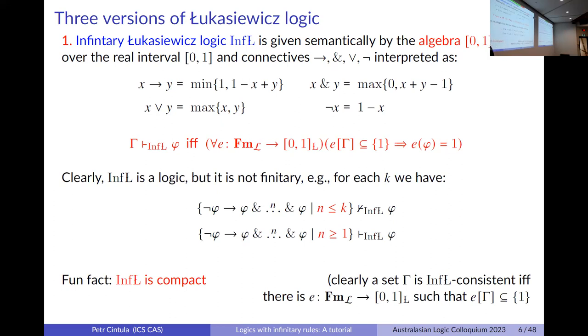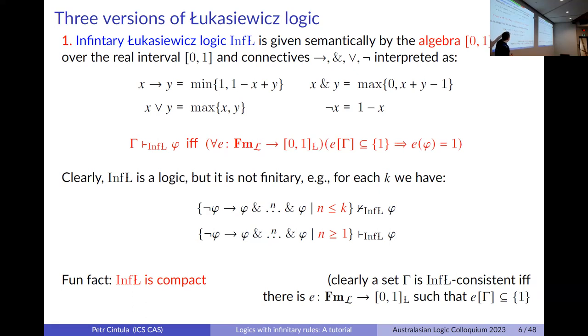How can you see it's not finitary? There is this interesting infinitary rule saying that if not-phi implies arbitrarily many conjunctions, then phi. Just look at it semantically. If you look at this conjunction, what is it doing? When you take 1/2 and 1/2, you get 0. If you take any two non-1 things, you get something smaller. So whenever you take something which is not 1 and you keep conjuncting it, after some moment you get to 0. So one of these premises is violated. That's why this infinitary rule is fine.